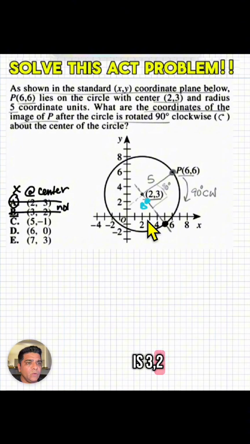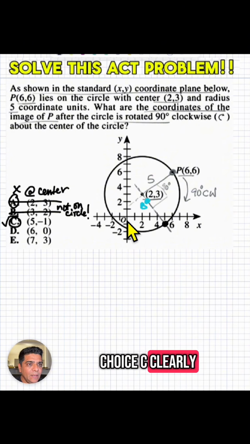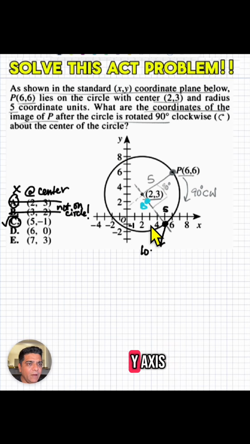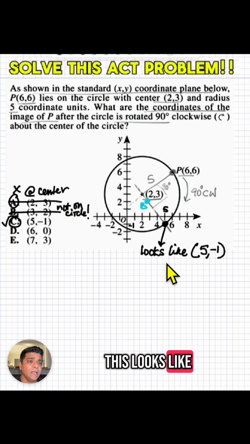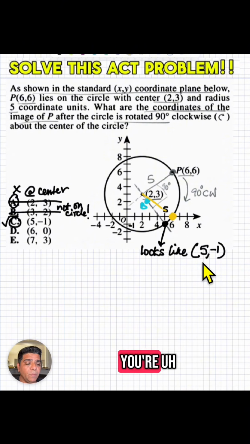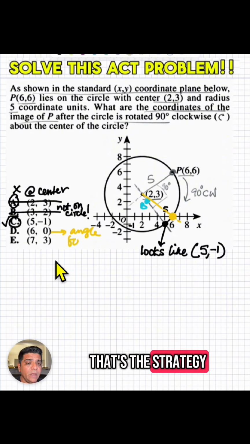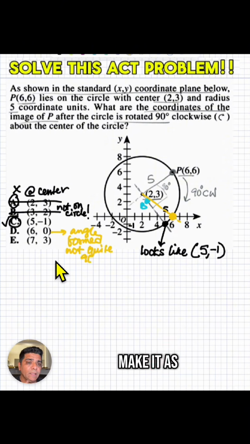Choice B is (3, 2), which is here. It's not even on the circle, so we can cancel it. Choice C clearly looks like that's 5 and -1, -1 on the y-axis, 5 on the x-axis. So this looks like the right answer when we eyeball it, when we make a rough diagram, that's where it falls. So if you're in a pinch for time, then that's the strategy to use. Quickly draw a quick diagram and make it as accurate as possible.